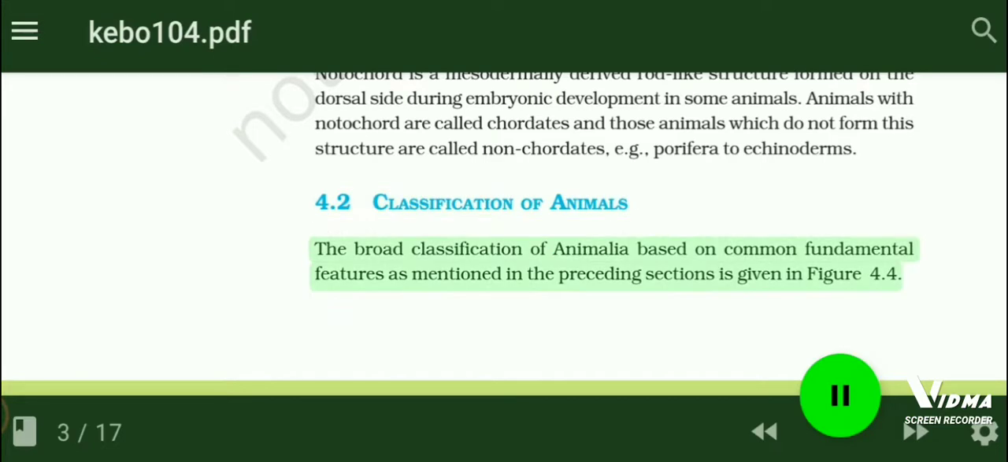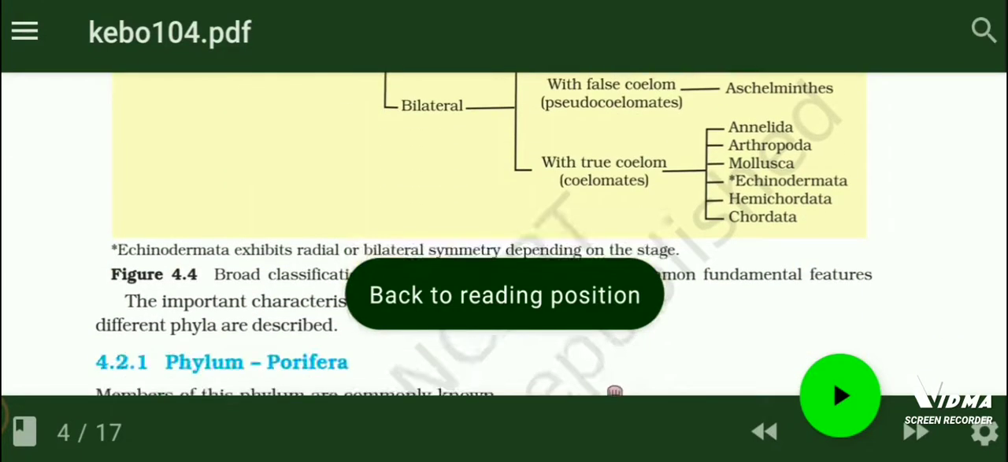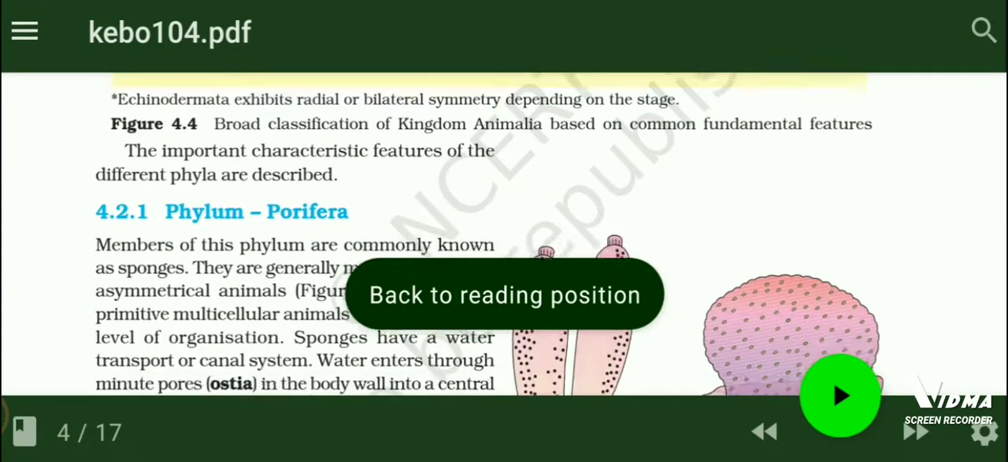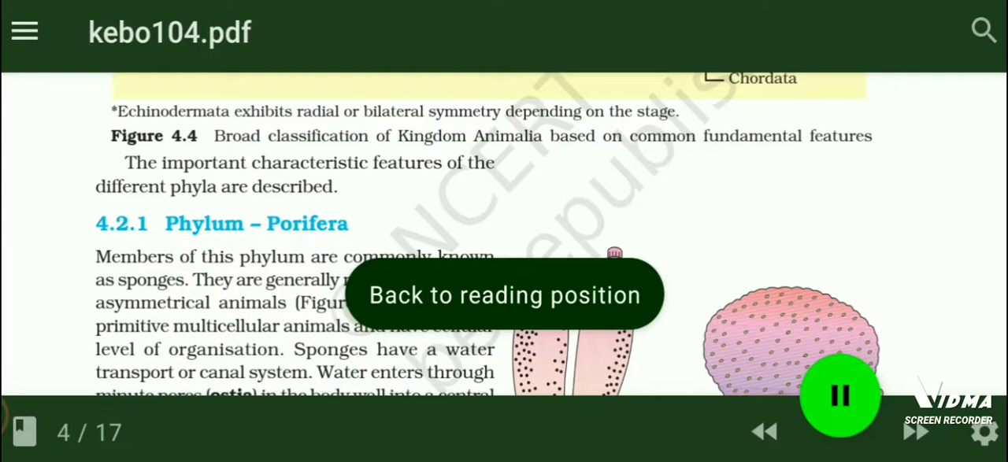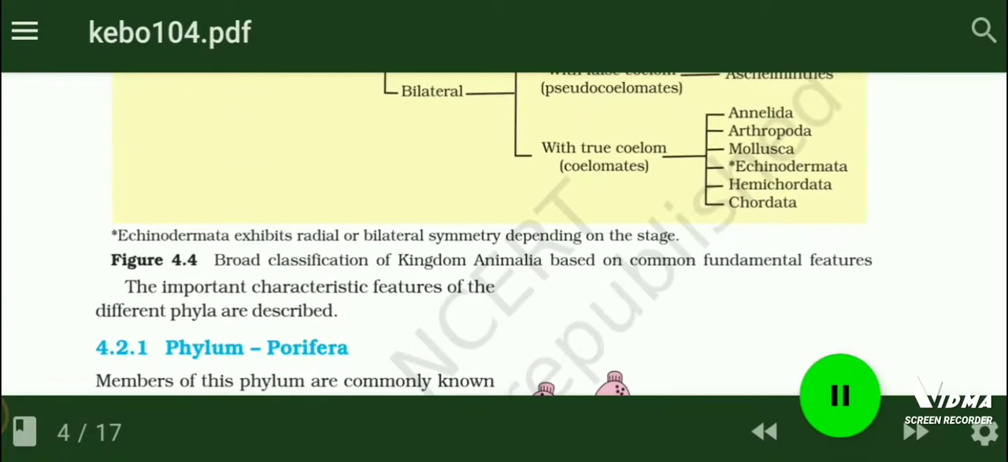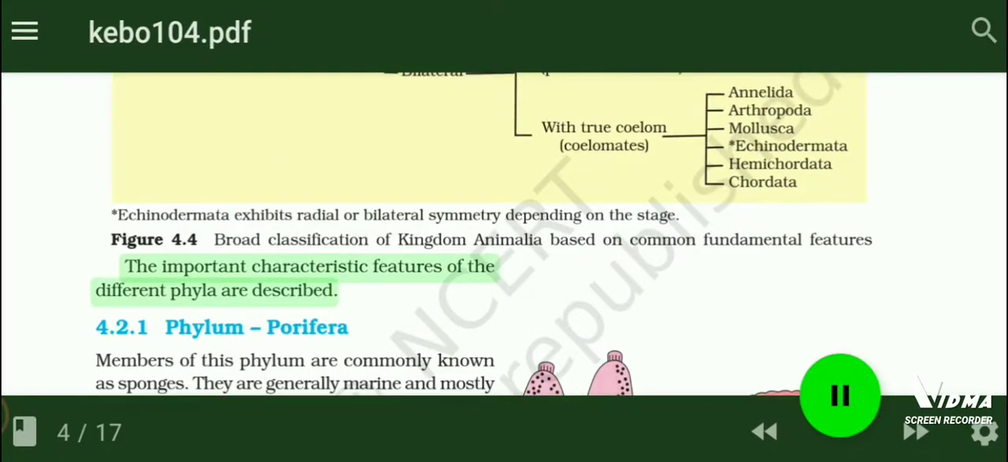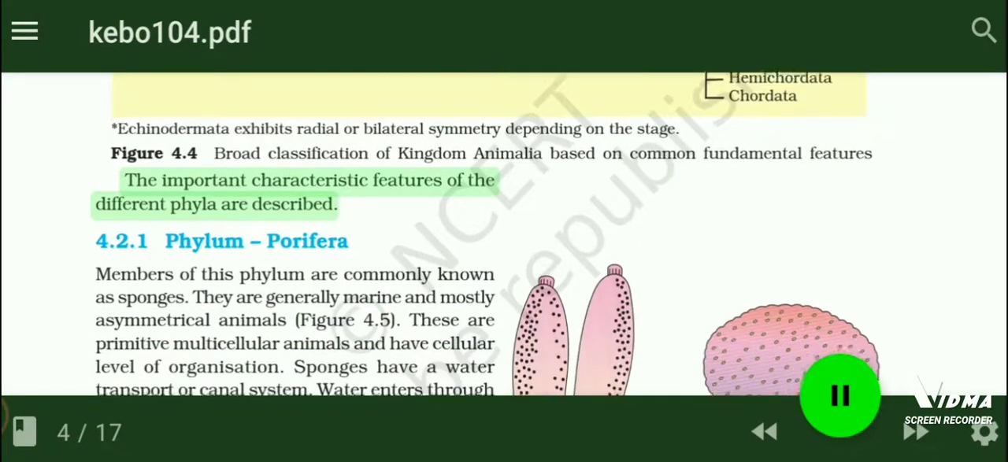4.2 Classification of animals. The broad classification of Animalia based on common fundamental features as mentioned in the preceding sections is given in Figure 4.4. Figure 4.4 Broad classification of kingdom Animalia based on common fundamental features. The important characteristic features of the different phyla are described.